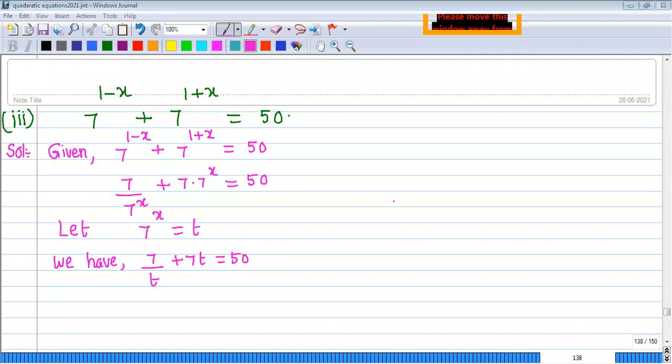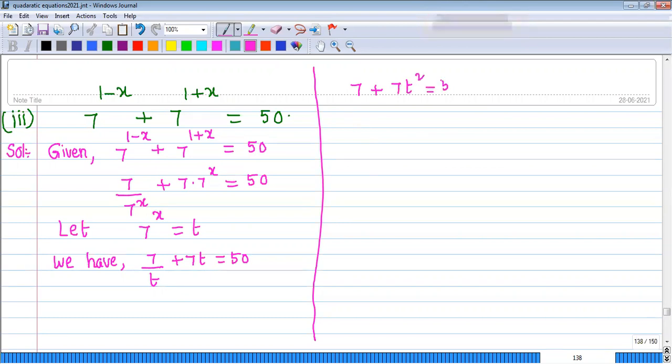So now we need to convert this, 7 upon t plus 7t is equal to 50, into a quadratic equation in terms of t. So multiplying t on both sides, you get 7 plus 7t square equals 50t. So this can be written 7t square minus 50t plus 7 equals 0. Just multiply the constant term with the t square coefficient, 49.